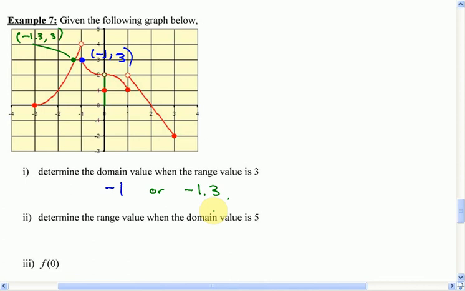Now, how about the range? Determine the range value when the domain value is 5. So this is what I'm saying. Given that the domain value is 5, so when x equals 5, find the y value. Where is x equals 5 on this graph? Nowhere. So what's your y value? Nowhere. Not applicable or no answer. Yes, no answer.